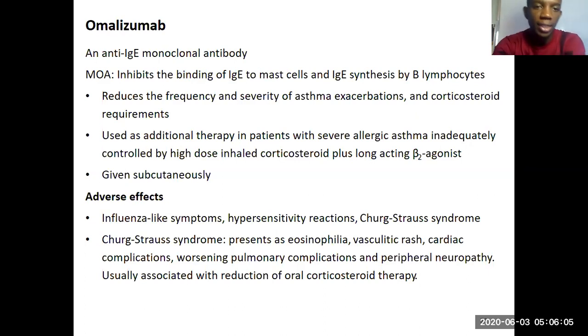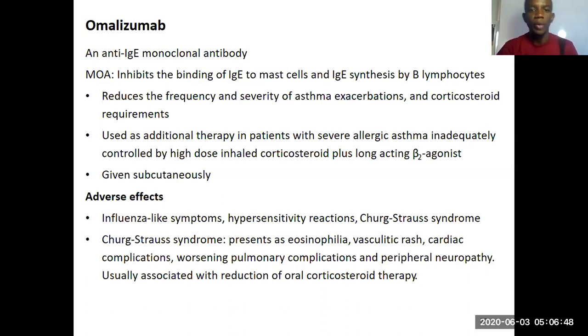Omalizumab's mechanism of action is that it inhibits the binding of immunoglobulin E to mast cells and immunoglobulin E synthesis by lymphocytes. Once this is done, it reduces the frequency and severity of asthma exacerbations and the need for corticosteroids. That is how this drug works. It is used as additional therapy in patients with severe allergic asthma inadequately controlled by high-dose inhaled corticosteroids plus long-acting beta-2 agonists. This drug is given orally.